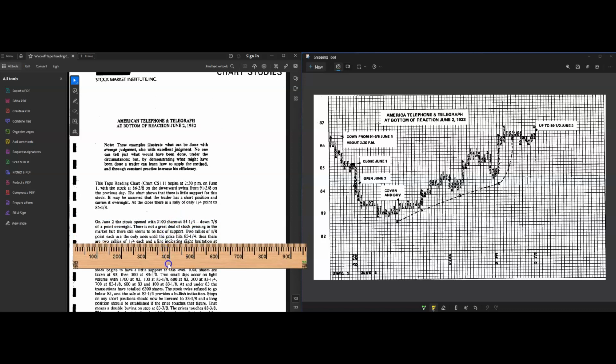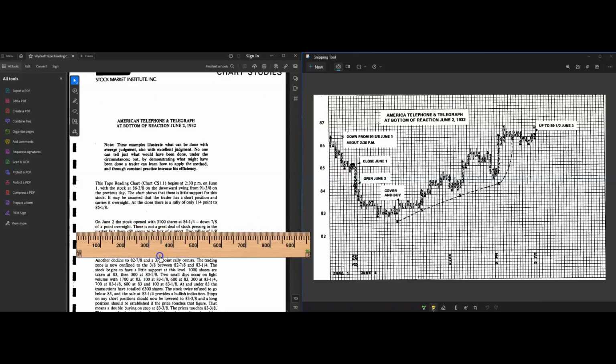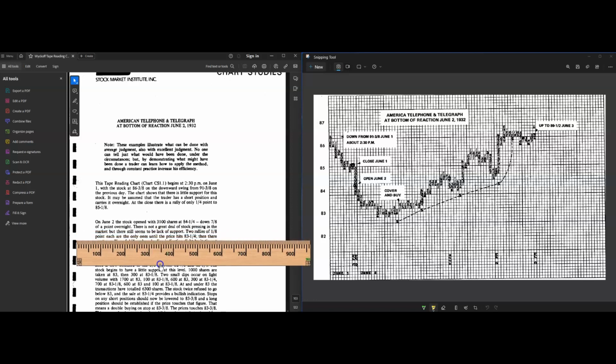Okay. On June 2nd, the stock opened with 31,000 shares. Where is that? So right here, open on June 2nd. So this was the close on June 1st. It gapped down and then opened on June 2nd. All right, and it gapped down. There's not a great deal of stock pressing in the market, but there seems to be a lack of support.